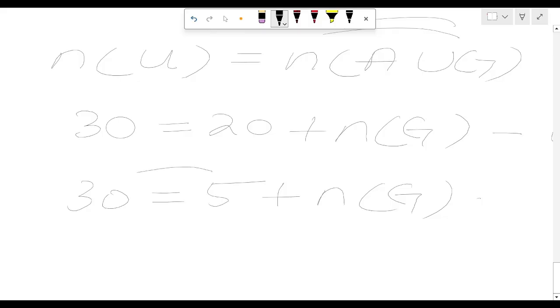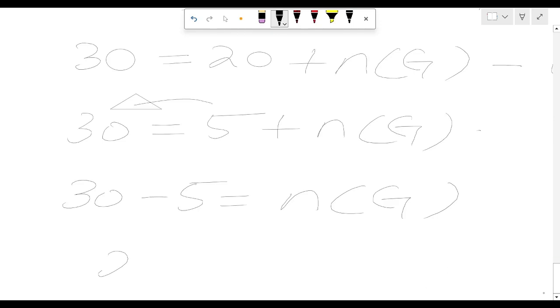So now 5 will be moved to the left side. So 30 minus 5 is equal to the number of G. So 25 is our answer.